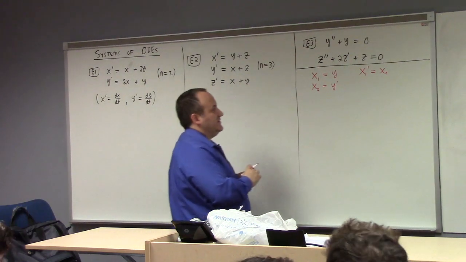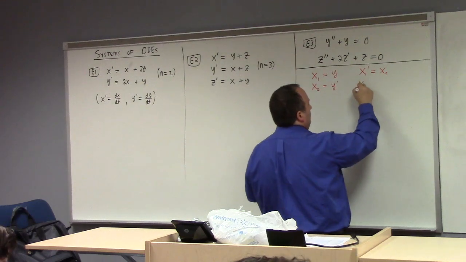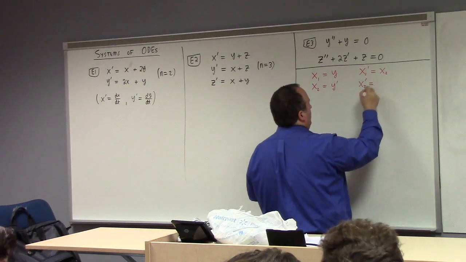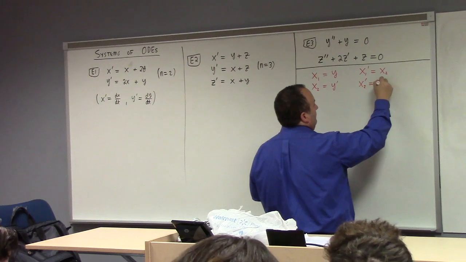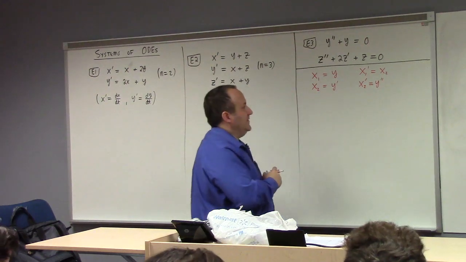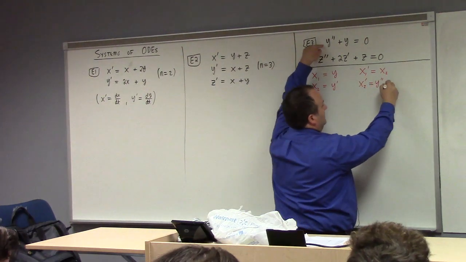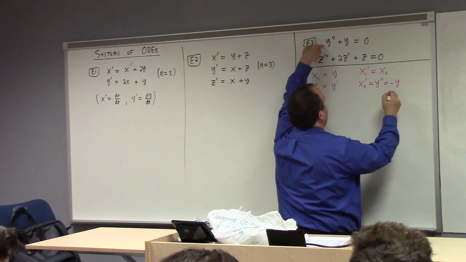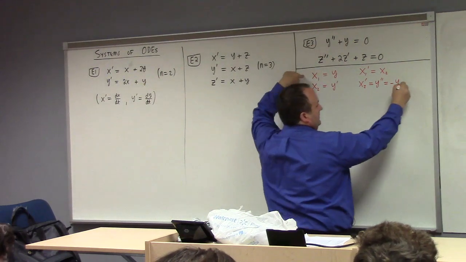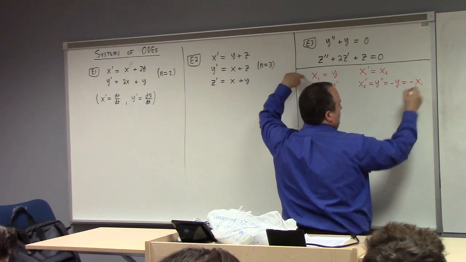And how about x2 prime? What's that equal to? Well, that's y prime prime, right? Which is, by the way, equal to, because of the top equation here, minus y. But what's minus y? It's minus x1.